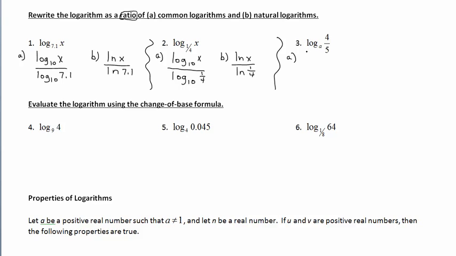Following the same pattern, same structure: log base 10 of 4/5 divided by log base 10 of a. To complete the b part, natural log of 4/5 divided by natural log of a.